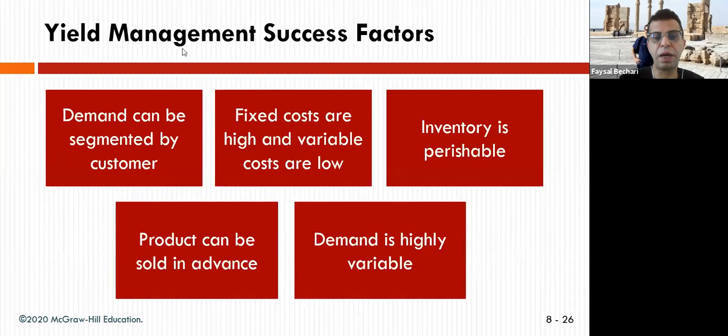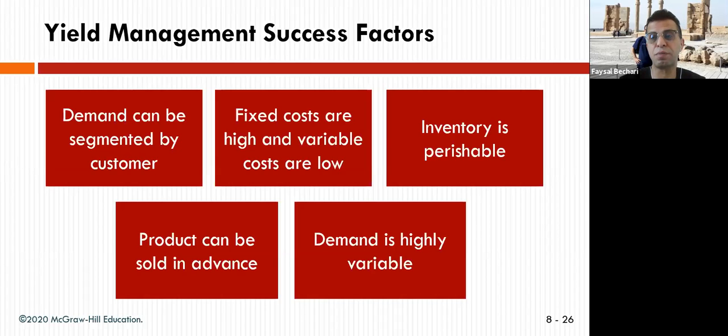Now, in yield management, for success factors, you need to estimate and see that the demand can be segmented by customer. You need to do that, so you can separate, for example, in a hotel, families from single people, from events, from business. You also need to have a fixed cost. If the fixed cost is very high and the variable costs are low, this is where yield management is important.